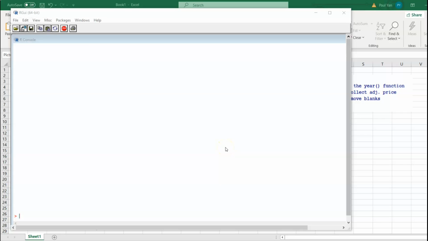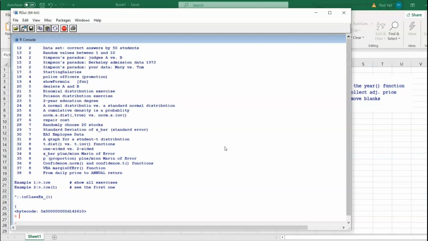This is topic number 3. We download the daily historical price data and convert it to annual return data. This is an in-class exercise. Type .ice to launch r.ice. This is number 38, from daily price to annual return.